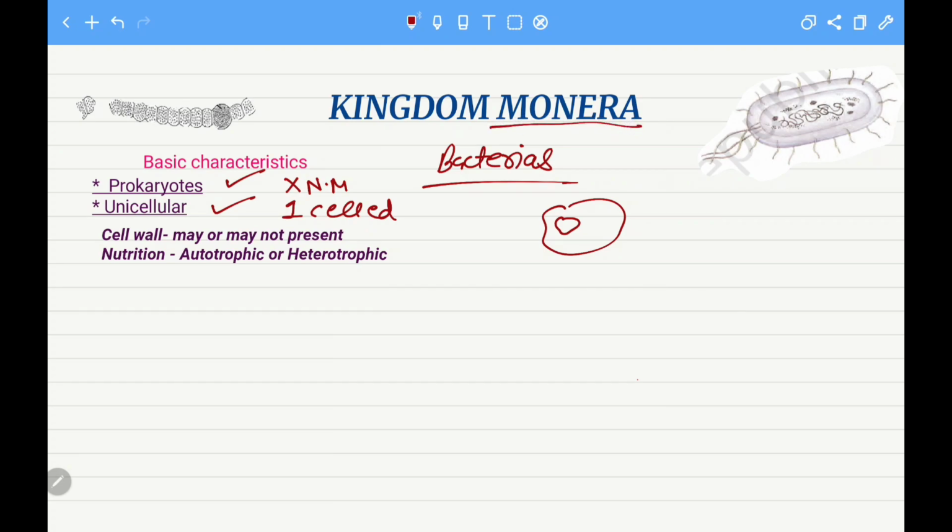Next is cell wall. Cell wall can be present or cannot be present. In some organisms, wherever the cell wall is needed, the cell wall is present. But in some, if the cell wall is not needed, then it is not present, as per the requirement.